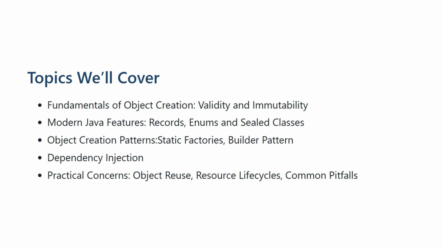Inheritance and alternatives, when inheritance makes sense, and why interfaces and composition often lead to cleaner, more flexible designs. Modern features, using records, enums, and sealed classes to model data and constraints effectively. Object creation patterns, static factory methods and the builder pattern, solving problems like telescoping constructors and invalid states.